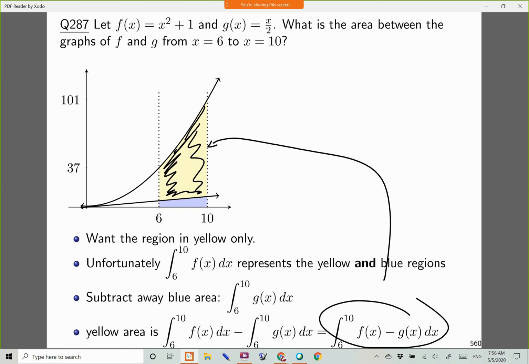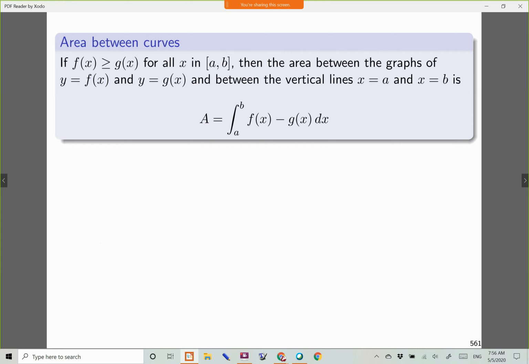And before we dig into it too much, let's just put this all into a box. So what really happened here is if f of x is greater than or equal to g of x for all x inside an interval from a to b, then the area between the graphs of f and g and between the vertical lines x equals a and x equals b is given by this here. It's what we had just set up. Take the two functions, subtract them from each other, integrate that from x equals a to x equals b.